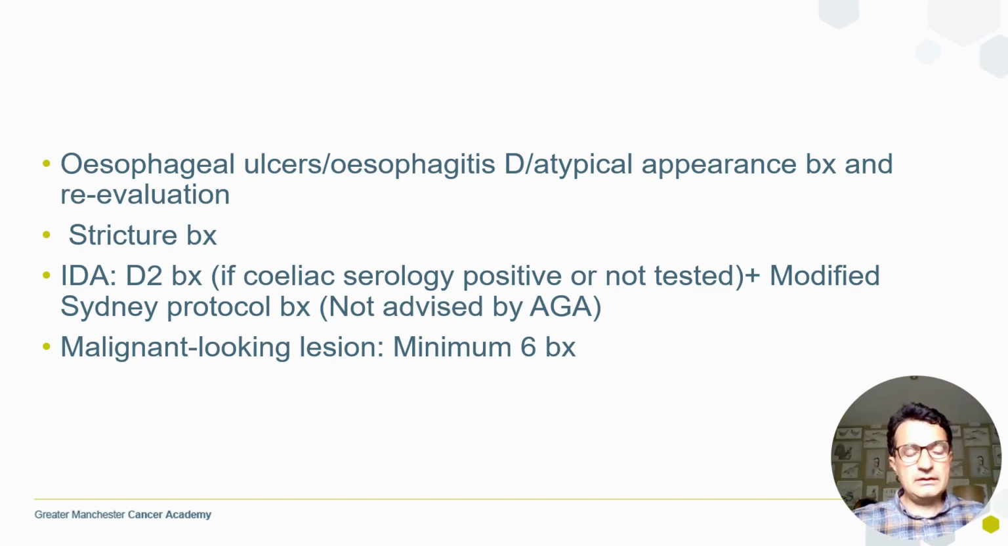For any malignant looking lesion, a minimum of 6 or 8 biopsies are required. So 6 to 8 is the standard number of biopsies required for malignant looking lesions.